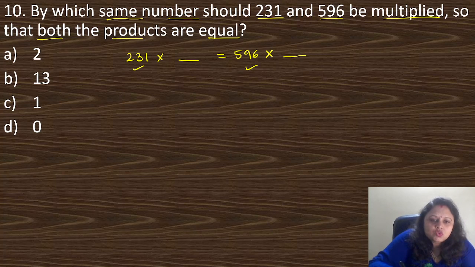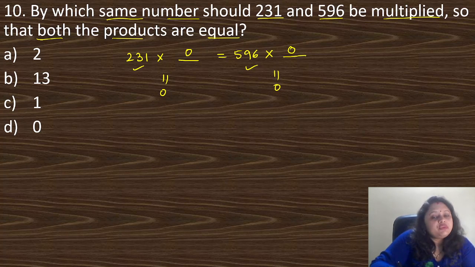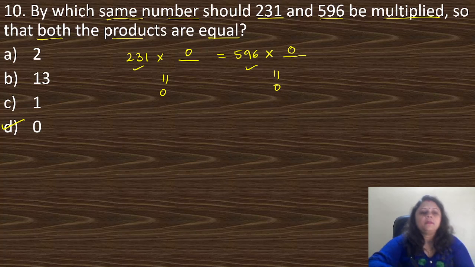Okay. So what is the number? Here we can write 0, because 231 into 0 will be equal to 0, and 596 into 0 will also be equal to 0. So 0 is the number. If we multiply with both the numbers, we will get the product equal. Okay. So the correct option is option D.